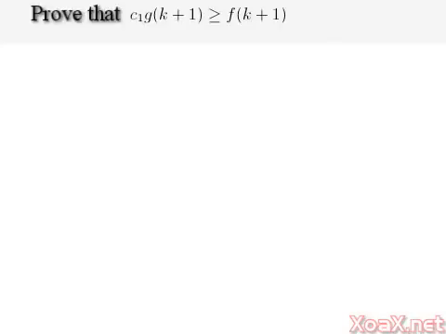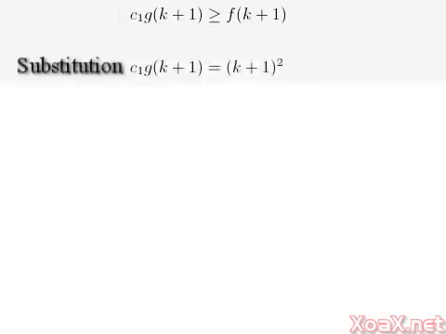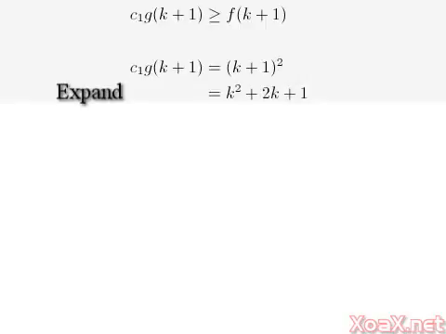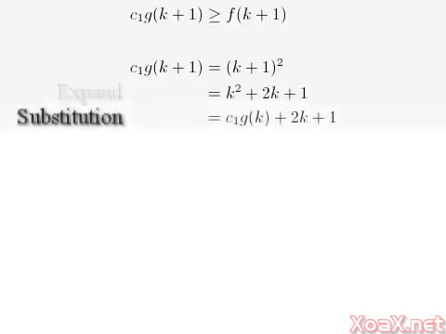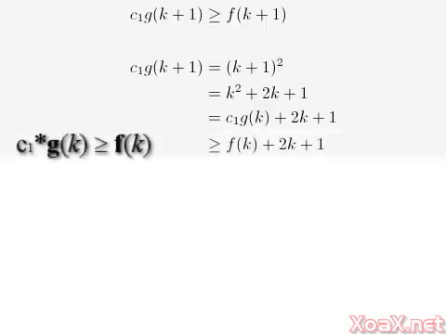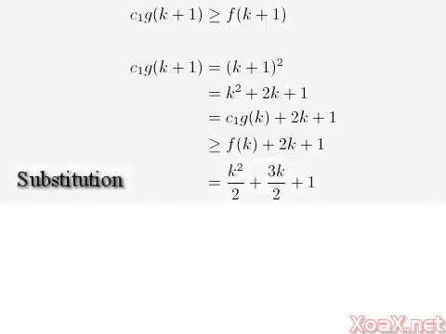We need to show that c1 times g of k plus 1 is greater than or equal to f of k plus 1. We begin with the left side, making a substitution of 1 for c1 and (k plus 1) squared for g of k plus 1, which gives us this. Expanding, we get k squared plus 2k plus 1. In the next line, we observe that the k squared is simply c1 times g of k. Using the inequality for the kth case, we get this.